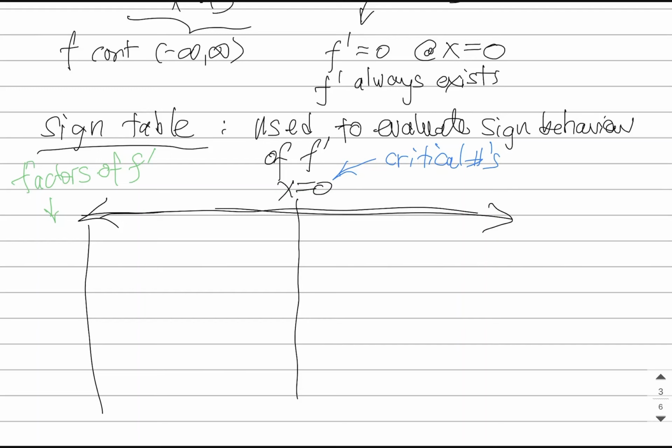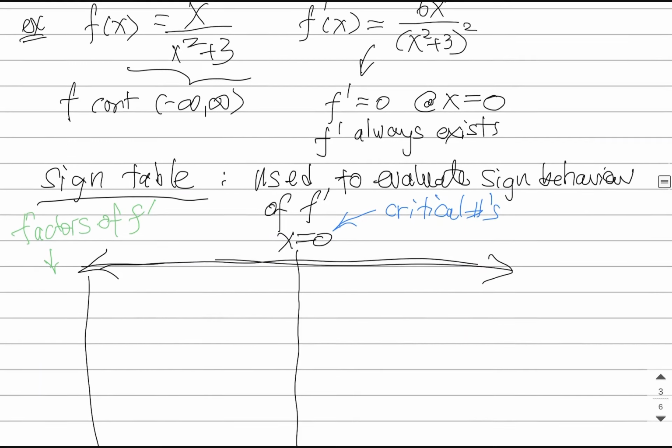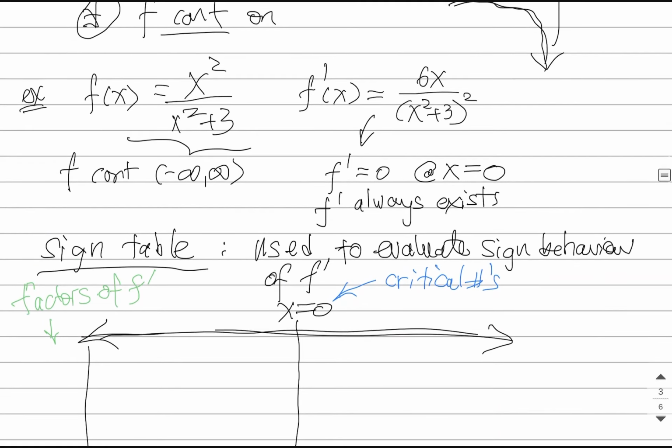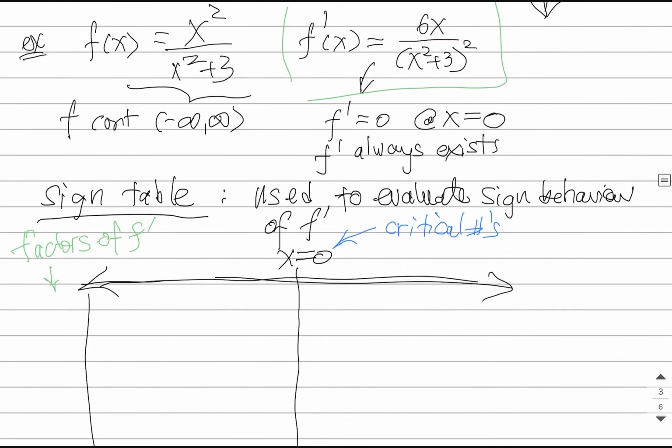The reason we want factors is because it's easy to figure out how a function behaves or what its sign is based on its factors, because the sign of a function just depends on multiplying pluses and minuses, and that's what we're aiming to do. So this derivative only has two factors for us to worry about. It's got a 6x in the numerator. (x squared plus 3) squared could be written and left as is.